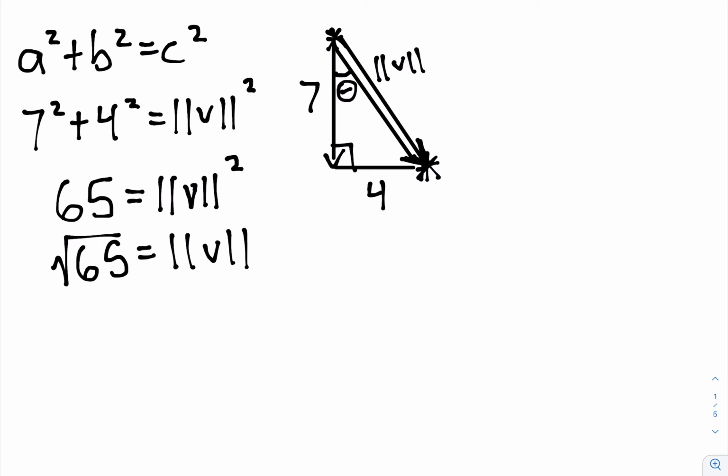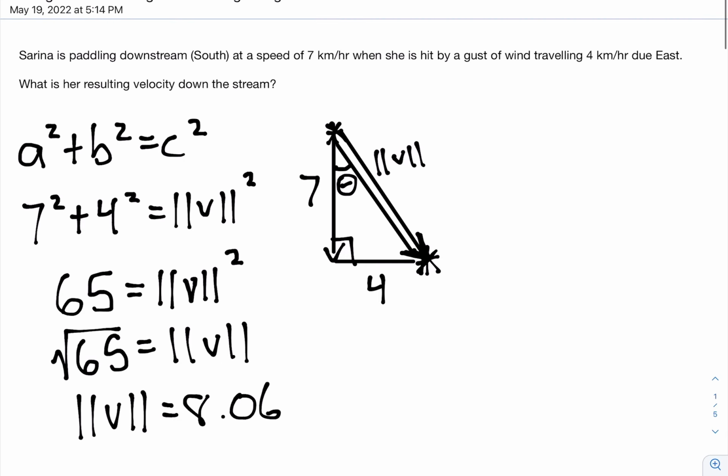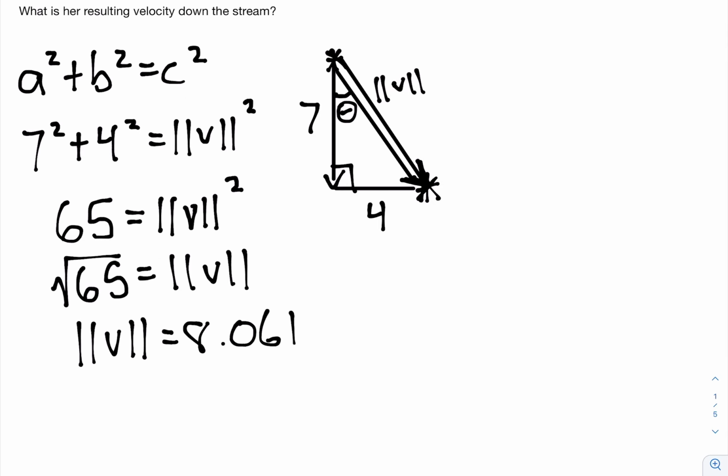Okay, so if we square root 65, let's get this as a decimal. That's going to be 8.06. So v is going to be 8.06, and this would be in kilometers an hour.